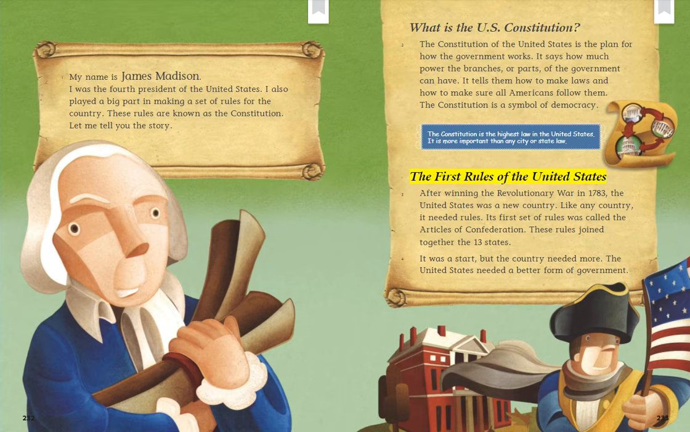The first rules of the United States. After winning the Revolutionary War in 1783, the United States was a new country. Like any country, it needed rules. Its first set of rules was called the Articles of Confederation. These rules joined together the 13 states. It was a start, but the country needed more. The United States needed a better form of government.